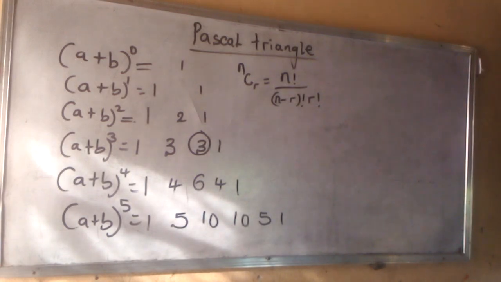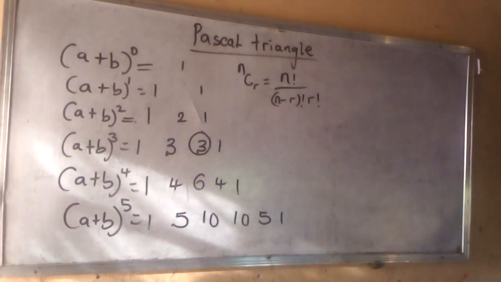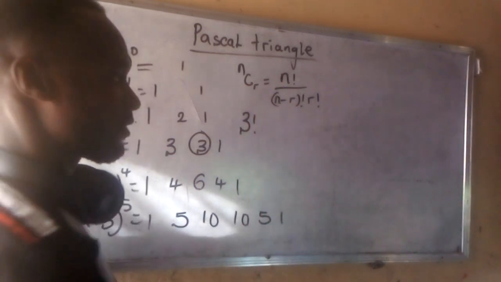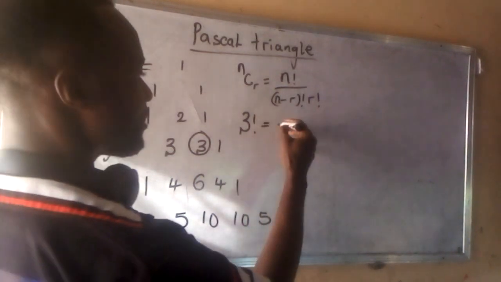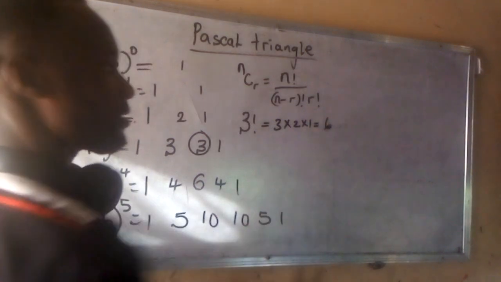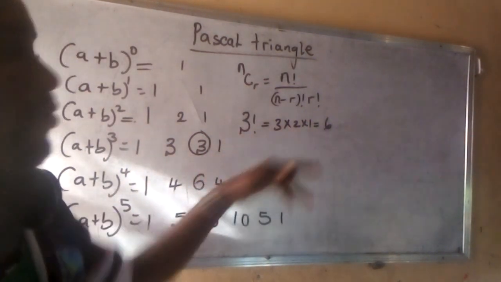Factorial means that from that number down is called factorial. For example, if I'm looking for 3 factorial, 3 factorial means 3 times 2 times 1, which is equal to 6. You start from that number and multiply down to 1. That's what we call factorial.